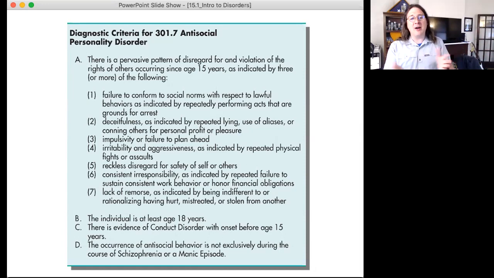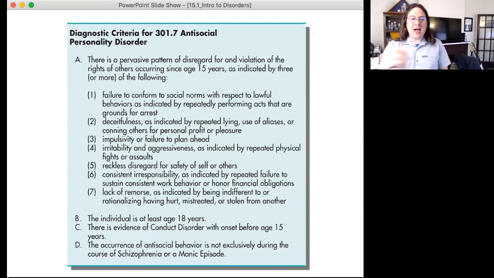So there's a pervasive pattern, as the diagnostic criteria says here. There's a pervasive pattern of disregard for and violation of the rights of others occurring since age 15 years, as indicated by 3 or more of the following, and it gives you 7 criteria that it could hit. People that are antisocial like to see people suffer, usually. I've encountered a couple clients that were diagnosed with antisocial personality disorder, and it was obvious earlier on where they would torture animals or skin animals or something like that. Sorry to be so grim and gross, but that's usually the kind of behavior that we see with antisocial personality disorder.